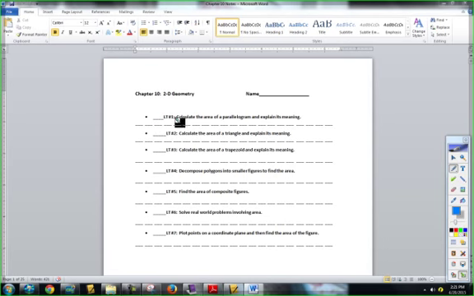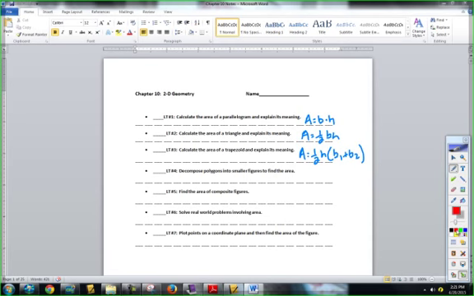Okay. Calculate the area of a parallelogram. I'm going to go ahead and write this for you. Parallelograms, that would include rectangles, is area equals base times height. Area of a triangle, area equals 1/2 base times height. Remember, a triangle is just half of a parallelogram. Calculate the area of a trapezoid. Area equals 1/2 the height times base 1 plus base 2.